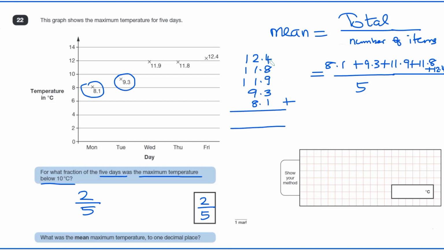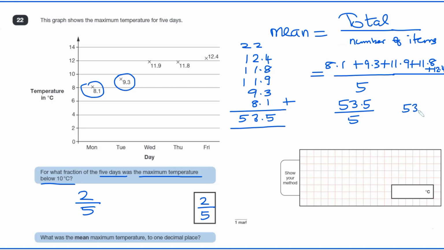Addition. 4 plus 8 is 12, 12 plus 9 is 21, 24, 25, 5 and 2 remaining. 2 plus 2 is 4, 5, 6. 6 plus 9 is 15. 15 plus 8 is 23. 2 remaining. 2 plus 3 is 5. 53.5 is the total, divide by 5.